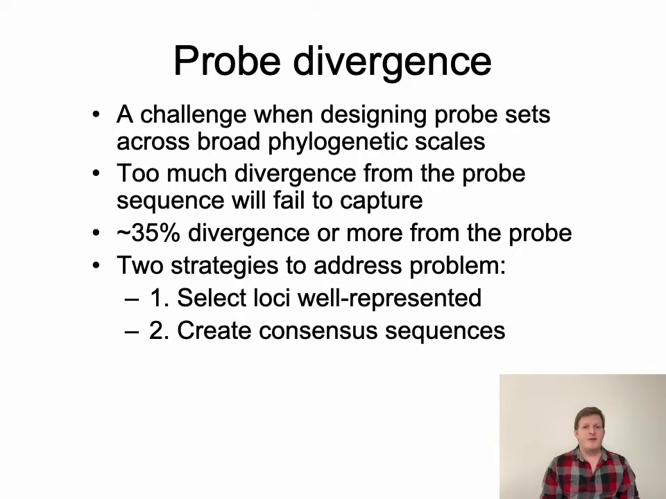The first was to select loci that are well represented across frogs, and the second was to create consensus sequences of the different samples that have sequence data for these different loci from transcriptomes or genomes, and then these consensus sequences, in theory, should reduce the divergence from the probe sequence and capture more effectively.